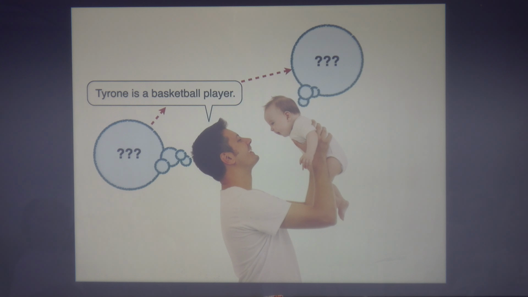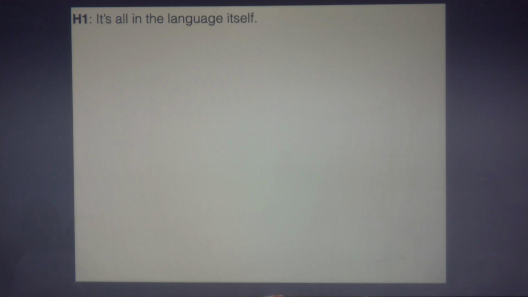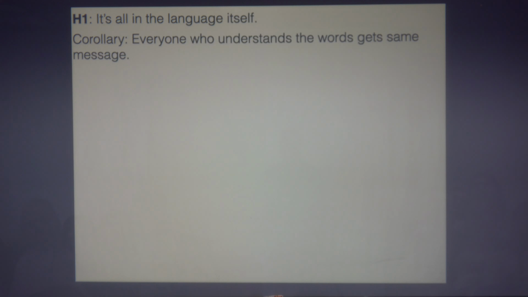Because to understand how children learn to decode, we need to understand what this thing, language, is that they are decoding. What I'm going to focus on, my running example, is when we say something like Tyrone is a basketball player, what are we actually saying about Tyrone, right? One hypothesis is that all the information you're getting about Tyrone is in some important way encoded, literally in the language. This would mean that everyone who understands the words gets the same information out of that utterance. One version of this would be definitions all the way down. Some people, of course, have no problems with definitions.